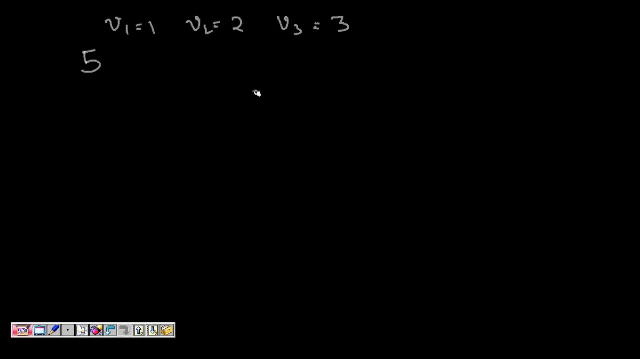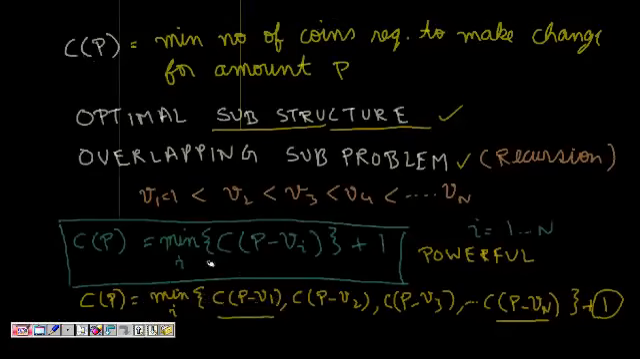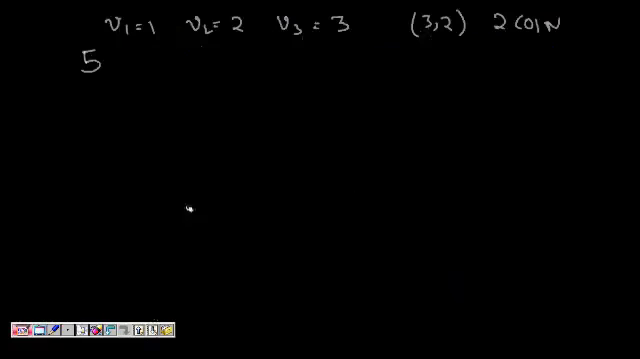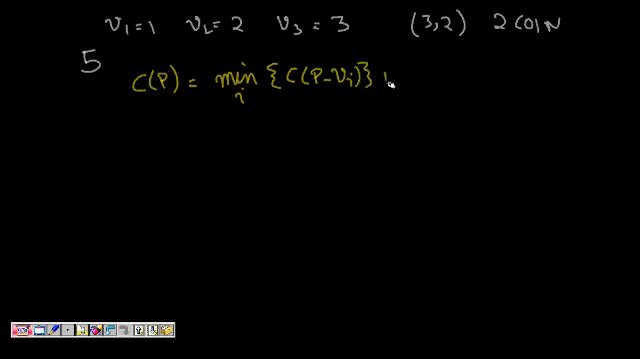So what I can do is, let's try to first solve it. We had already solved this, and I know 3, 2 is the best possible way. So 2 coins I need for making change of 5. So how do we do it? With dynamic programming using this recursive equation. So C of P is equal to the minimum among all i of C of P minus Vi, plus 1.